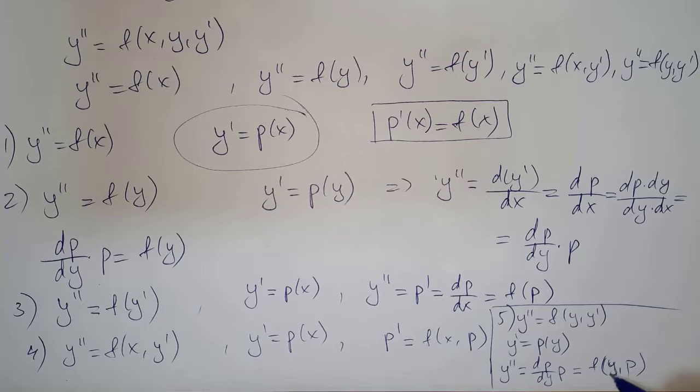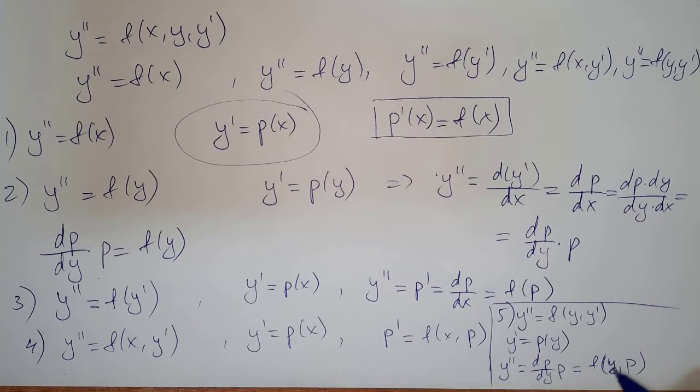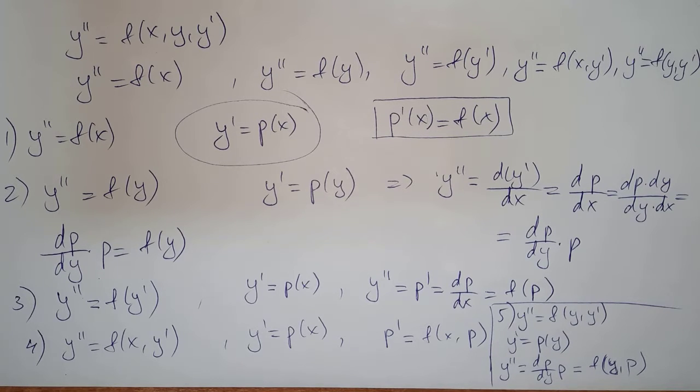So now we need to solve this equation, and after finding p of y, we can put here p of y and substitute, and then find our y. It will be a first order differential equation. So these are the 5 types of incomplete second order differential equations which can be reduced to the first order differential equation. And now we'll consider the second order linear differential equation, of course completely, and with constant coefficients.